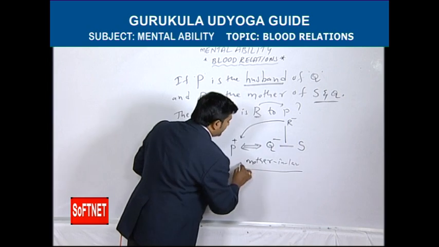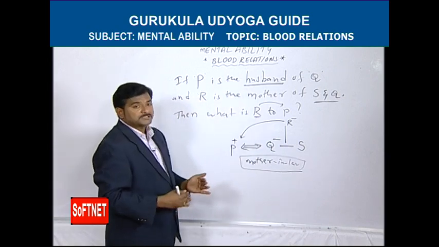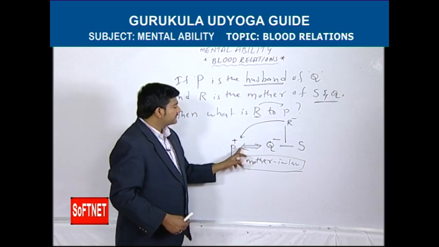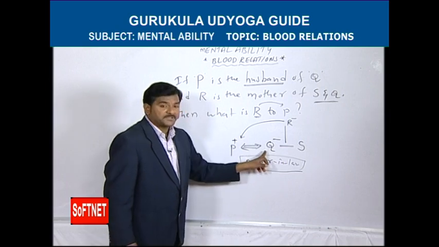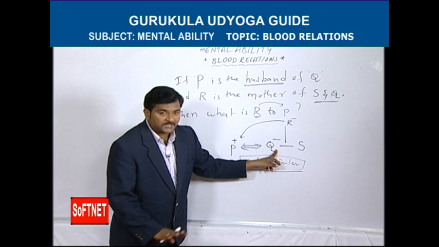Mother-in-law to P. I hope you understood. Once again, this concept, just observe here. If P is the husband of Q, this is very clear. Both are wife and husband. P is the husband of Q means here male gender, female gender. There is no issue with that.